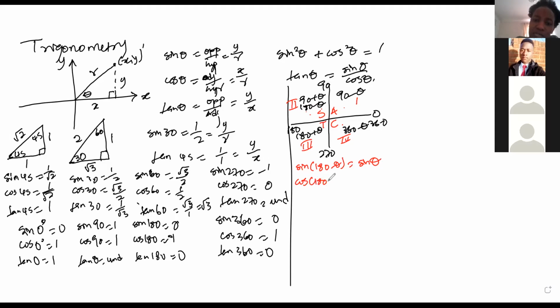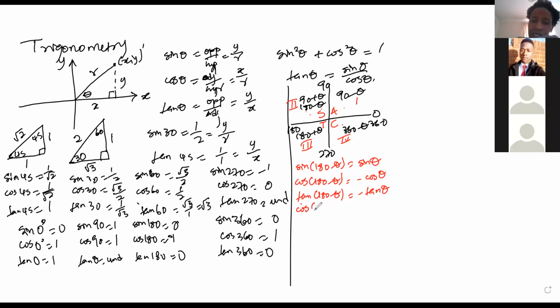Cos 180 minus theta is negative cos theta because cosine is not positive in that quadrant. Tan 180 minus theta is negative because tan is not positive there. Then let's go to the next one.